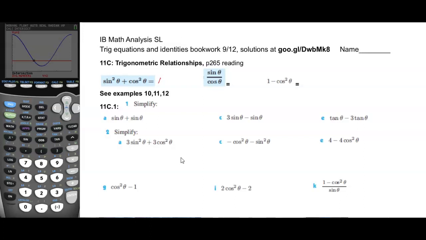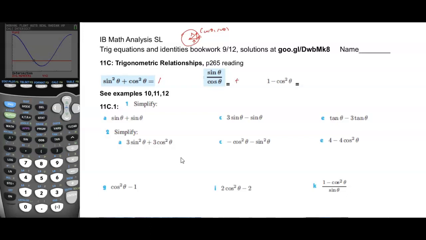Why is that? Because on the unit circle, if you take any point on the unit circle, remember that the coordinates are cosine theta, sine theta, right? So if I have a little triangle, cosine theta, sine theta would be the legs of this right triangle. And if these are the legs of the right triangle, couldn't I square each one, add them together, and I would get the hypotenuse squared? And remember, the hypotenuse of a unit circle is 1.